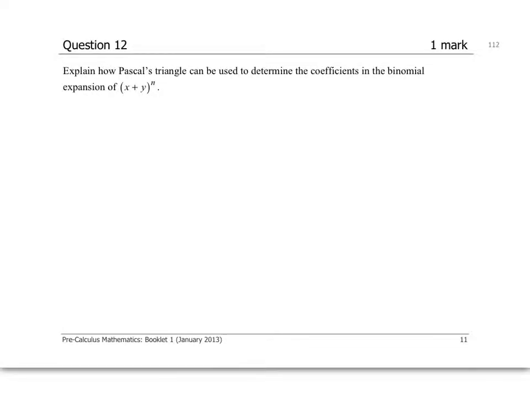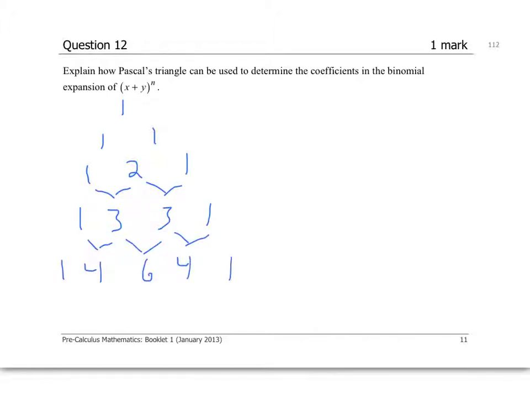Question 12. Explain how Pascal's triangle can be used to determine the coefficients in the binomial expansion of x plus y to the n. So we want to make a general statement, but I'll start off with just giving Pascal's triangle. And then to get the next row, we add these two coefficients. So it'll be 1, 3, 3, 1. And then I think this will be enough. It'll be 1, 4, 6, 4, 1.